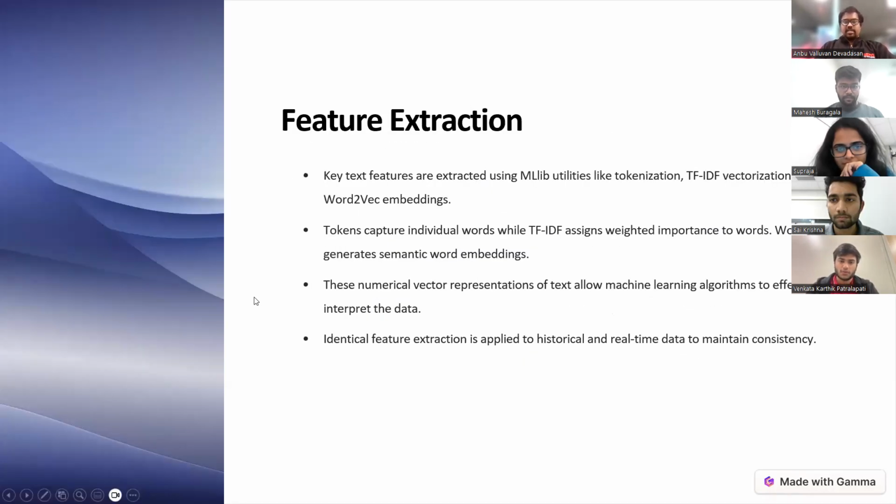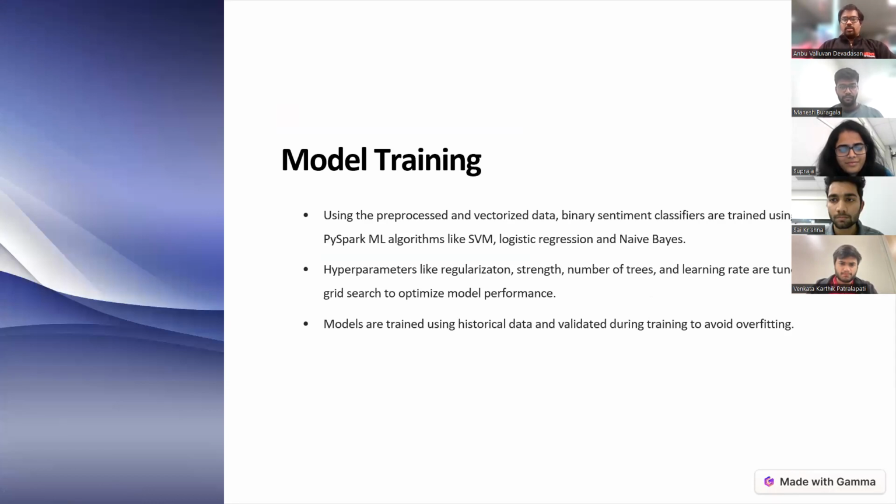The feature extraction is done from the historical data set, where we take only the text column, tokenize it, then vectorize it, and capture those vectors to train our model. We tried SVM, logistic regression, and naive Bayes. Initially, our models had very low accuracy, so we had to do hyperparameter tuning.